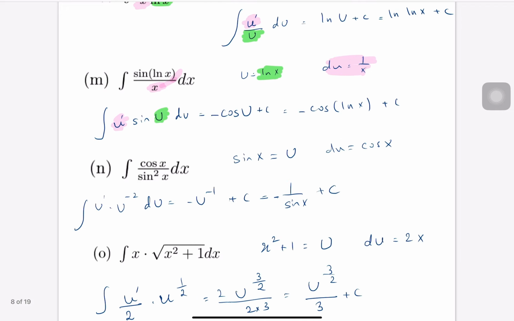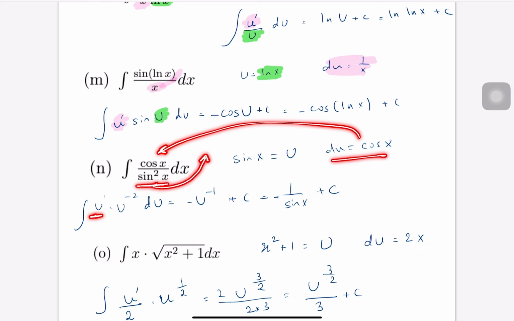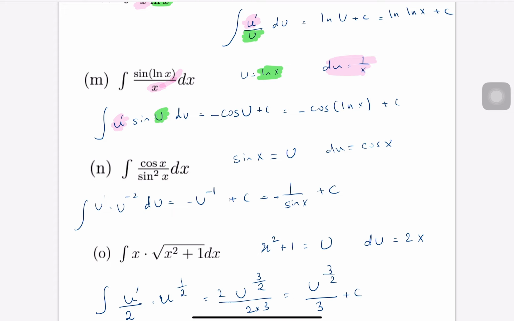Or here you can see the other example. For example, cosinus x sinus power 2 x. I put sinus x as the u, derivative will be cosinus x. Okay, then cosinus x here will be u prime. And the sinus power 2 x is u, and I bring up, it will be u power minus 2. And this is a normal integral, plus 1. Okay, divide by minus 1 will be minus u power minus 1 plus c, and instead of u I put sinus, will be minus 1 per sinus x plus c.